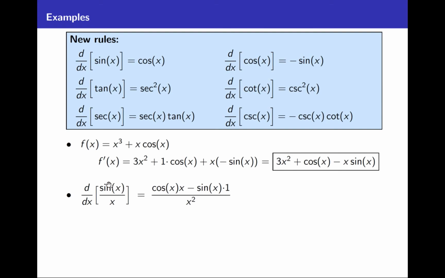In the quotient rule, you take the derivative of the top function, which is cosine of x, times the bottom function x, minus the top function sine of x, times the derivative of the bottom function, which is the derivative of x, 1, all divided by the bottom function squared. So there we go. Cleaning that up a little bit, our derivative is x cosine x minus sine x all over x squared.